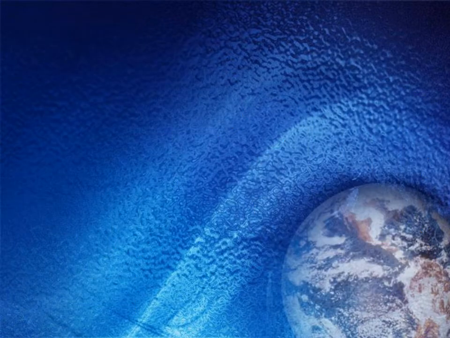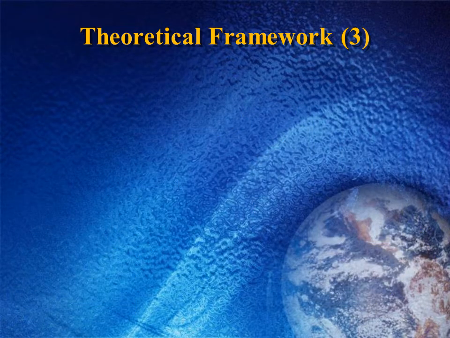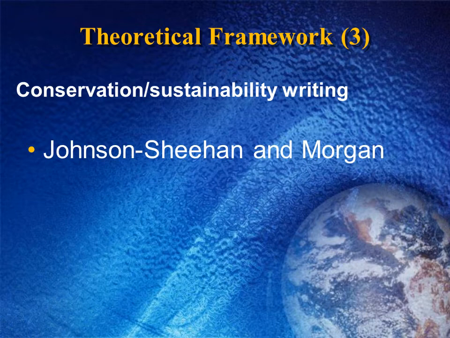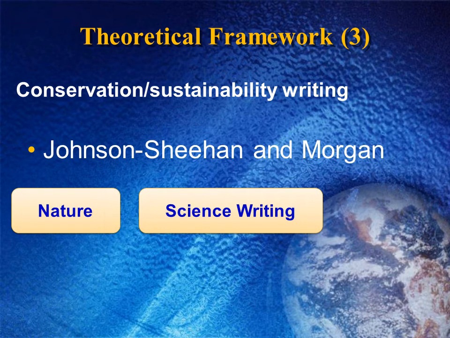The last theory is conservation sustainability writing. Johnson, Sheehan, and Morgan define conservation writing, or what I extend to be sustainability writing, as an umbrella term for a range of writing about ecology, biology, the outdoors, and environmental policies and ethics. They believe sustainability writing should combine nature and science writing in a unique way in order to target both professional and public audiences.